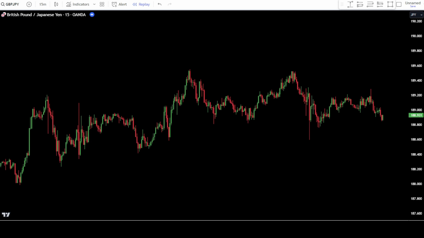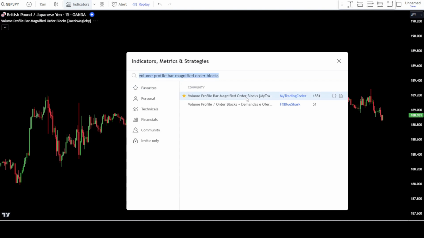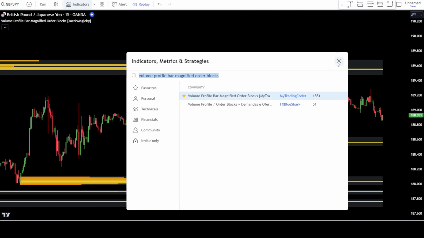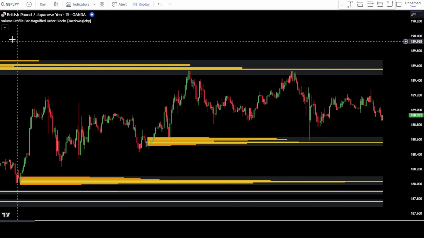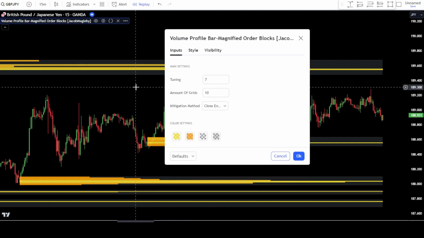Then, go to the Search Indicator tab and type in Volume Profile Bar Magnified Order Blocks. Select the Volume Profile Bar Magnified Order Blocks indicator from MyTradingCoder. Next, go to the Indicator Settings tab for Volume Profile Bar Magnified Order Blocks. There are several settings you can adjust in the Input tab.